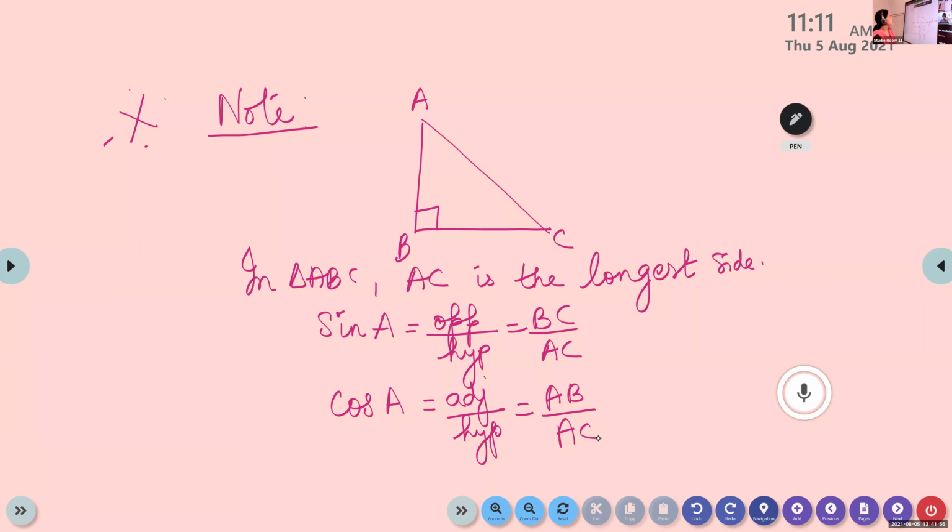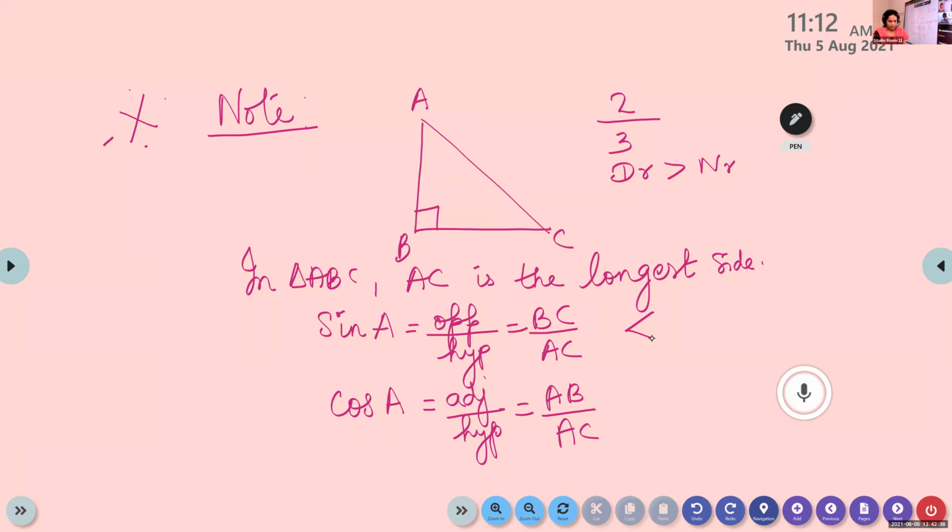What can you say about these two ratios? Will it be greater than 1, less than 1? Which is the longest side? AC is the longest side. Very good. Whenever we are given a fraction like 2 by 3, whenever the denominator is greater than the numerator, this value will be less than 1. But at times, when the angle becomes 0, you'll get 1. That we will be learning in the next section.